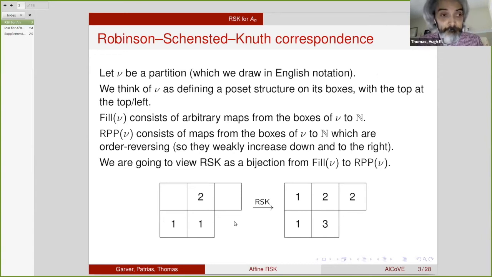And I'm leaving out the zeros. So if there's a zero, I just left it blank. I find it easier to see what's going on that way. So those are fillings. Reverse plane partitions are a special kind of filling. They're fillings which have the property that they weakly increase as you move to the right, and they weakly increase as you move down. And RSK can be thought of as a bijection from arbitrary fillings to reverse plane partitions of the same shape.